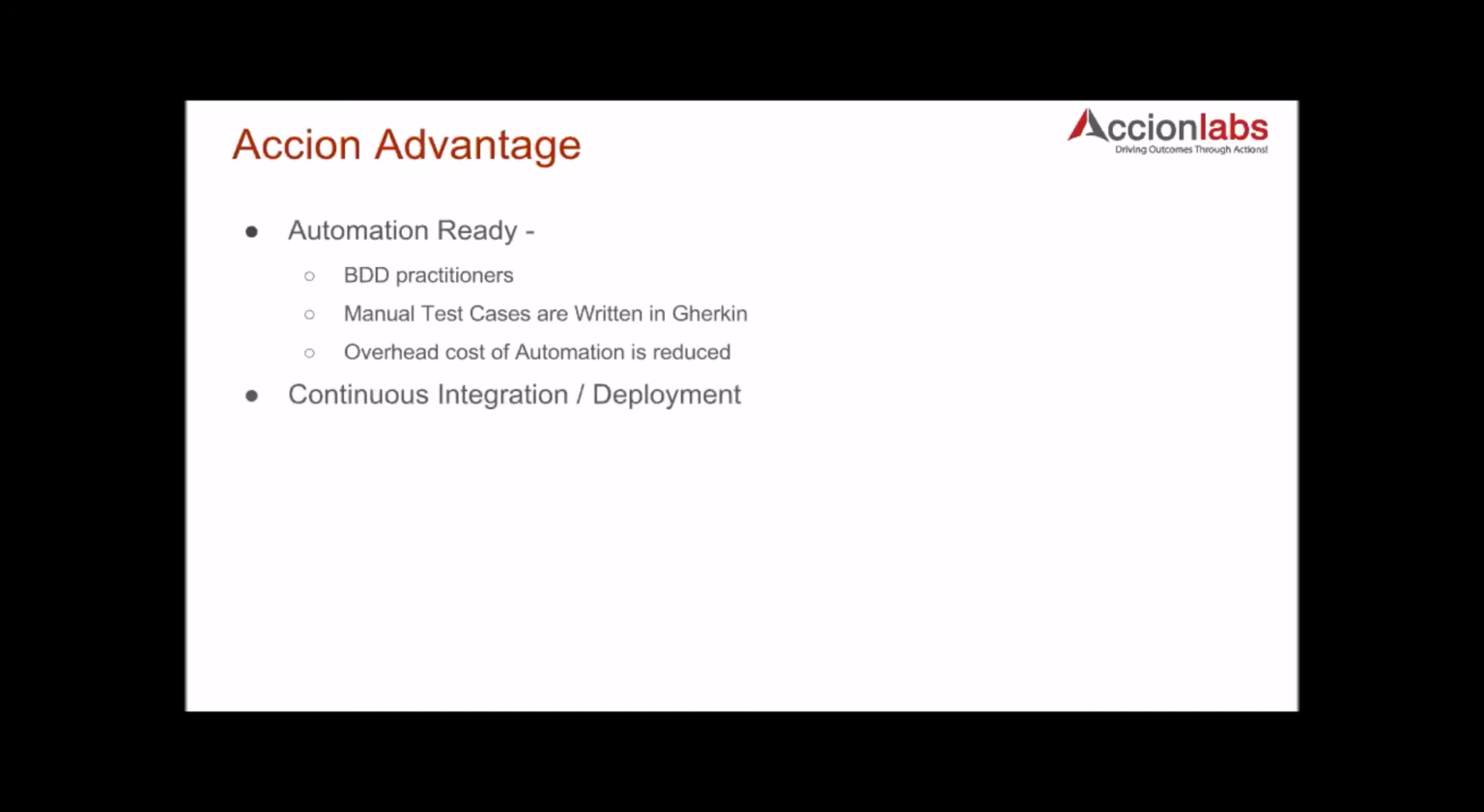And then continuous deployment. What we are saying is that we have 4 features. They're deployed, the customer can view it, play around with it, suggest changes. Again, we have developed another 2 features. Let's go ahead and deploy it. So those are really the Accion advantage. This is what we offer to our clients.